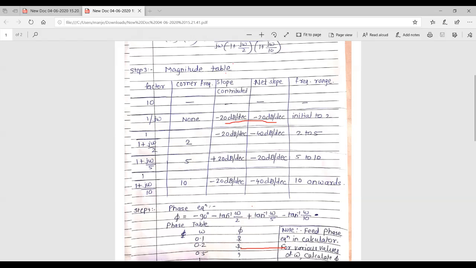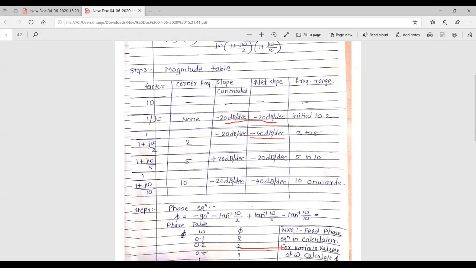Now at 2, this factor starts contributing. Once another factor starts contributing, the slope will change. And by how much will it change? Minus 20. The slope was already minus 20, plus it will change by minus 20. So minus 20, minus 20, net slope would be minus 40. Next, up to the next corner frequency, the slope would be minus 40 dB per decade.